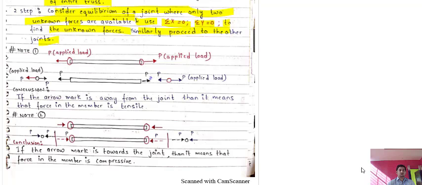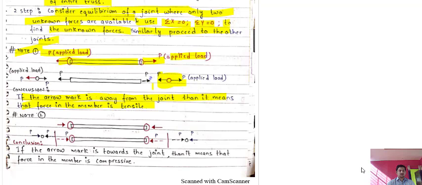That is note number one. You can write down that suppose there is a member in which the two forces are moving away from each other. So this is the applied load. When at the joint the two forces are moving away from each other, what is the conclusion? If the arrow marks are away from the joint, it means that the force in the member is tensile. If the two forces are moving away from the joint, that means the member is a tensile member.